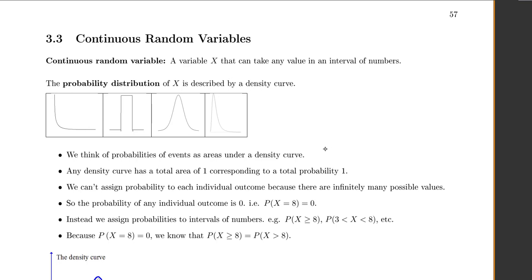Now we'll think of the probabilities of events as areas under a density curve. Any density curve has to have a total area of 1 because you have total probability of 1. And you can't assign probability to each individual outcome because there are infinitely many possible values. So the probability of any individual outcome is 0. So the probability of x equals 8 is 0.